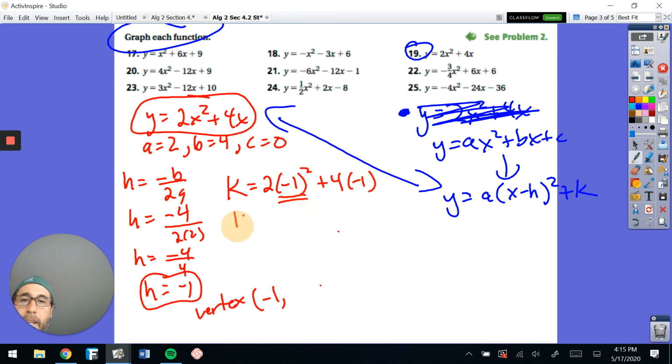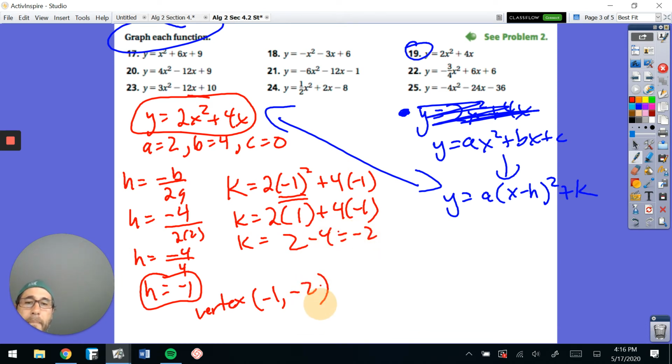Please excuse my dear Aunt Sally means I'm going to do exponents. Okay, and then we're going to multiply from left to right. 2 times 1 is 2, 4 times negative 1 is negative 4, and I get a negative 2. Booyah, boom. So that's the vertex. The axis of symmetry, AOS, would be X equals negative 1.